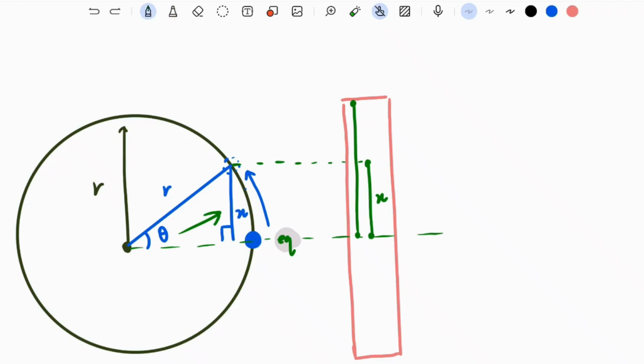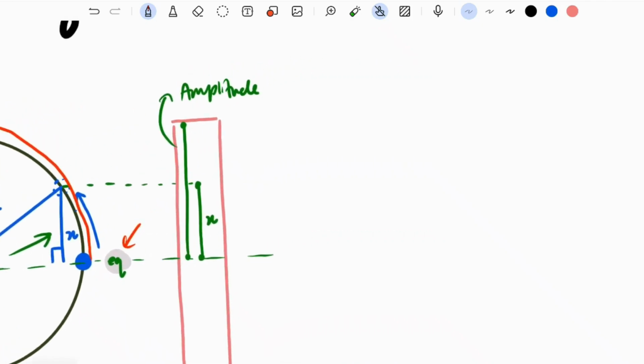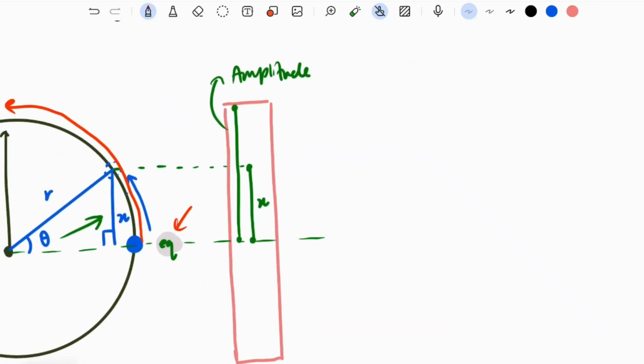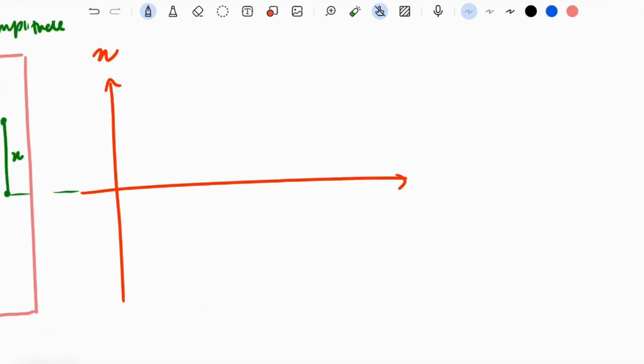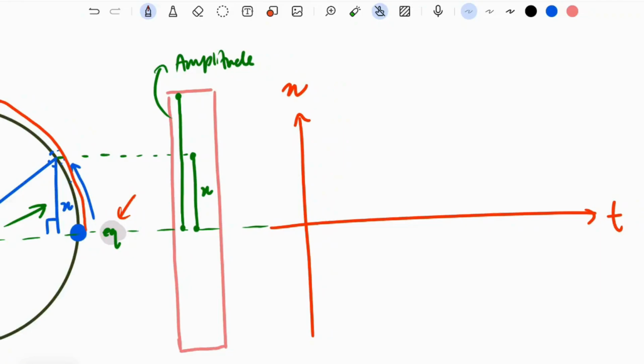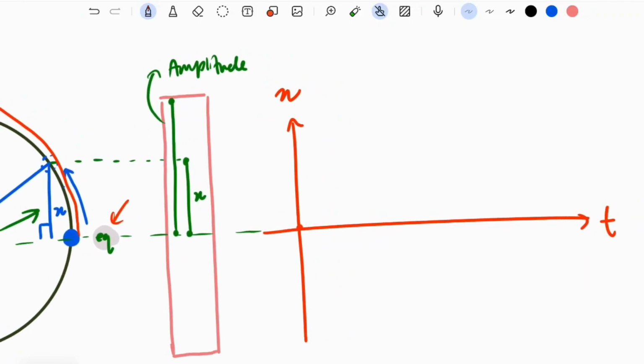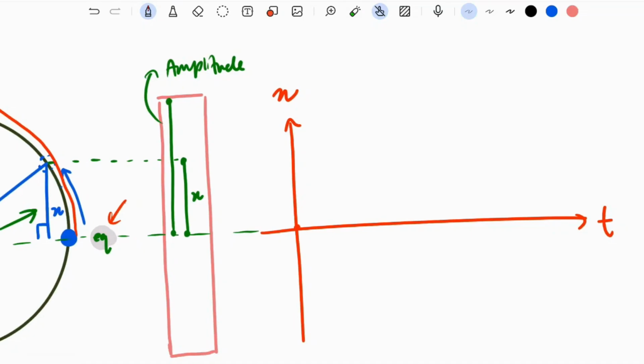Now, why is it your amplitude? Initially it is at equilibrium position. Then from the equilibrium position, it moves up to the highest point. When it moves up to the highest point, it is actually moving through a distance of the amplitude. I'll draw you the graph, then I think you might be able to see it better. We have a graph here. This is x, this is the time. Initially it was at equilibrium here.